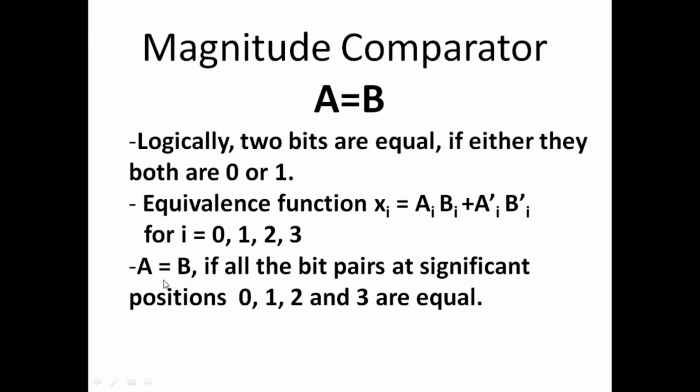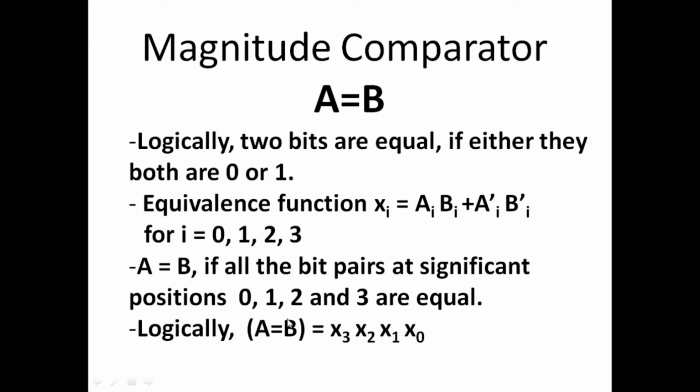So if we want to identify if A is equal to B, then we must ensure that all the bit pairs of the two numbers at all significant positions 0, 1, 2 and 3 are equal. So this equivalence function calculates the equivalence of two bits at a particular position, and if we do the same for all significant positions, and if all the bits are equal, then we can say that A is equal to B.